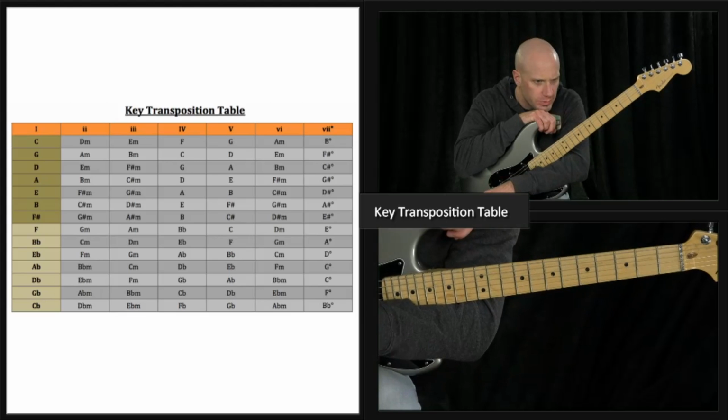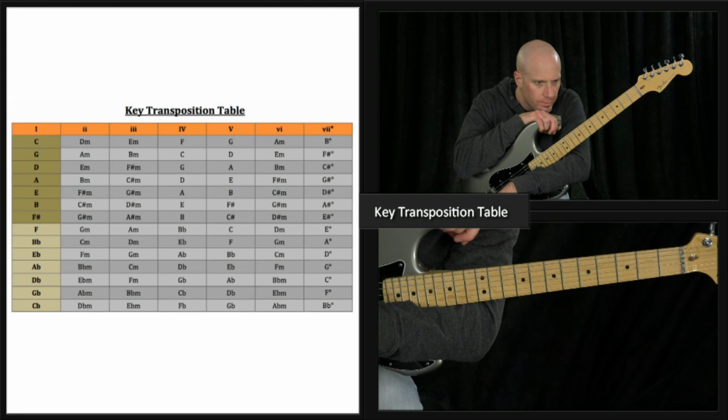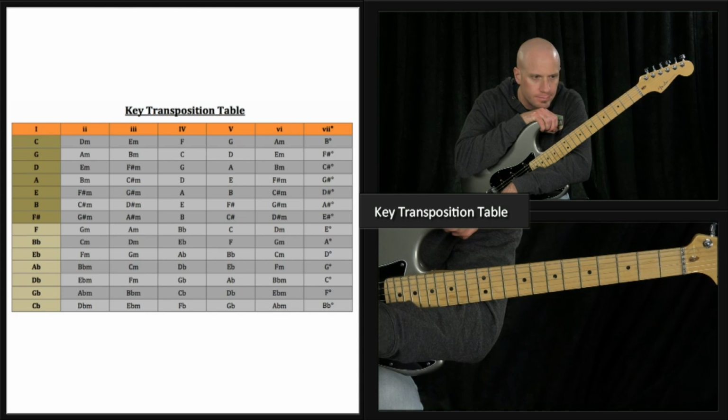Let's go to E Lydian. So we need to find where E is the 4th degree of the scale.